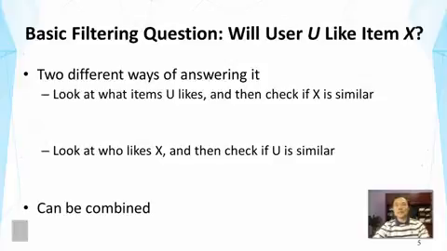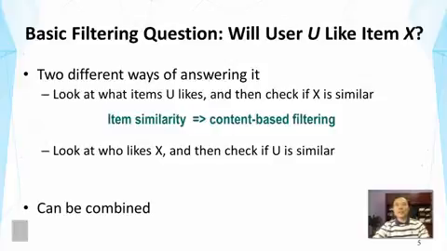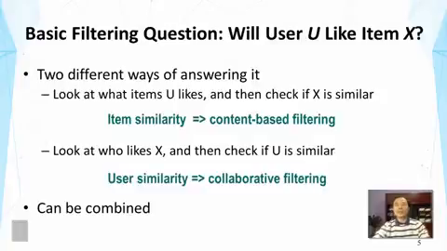If we follow the first strategy, to look at item similarity in the case of recommending text objects, then we are talking about the content-based filtering or content-based recommendation. If we look at the second strategy, then it's to compare users. And in this case, we're exploiting user similarity, and the technique is often called collaborative filtering.